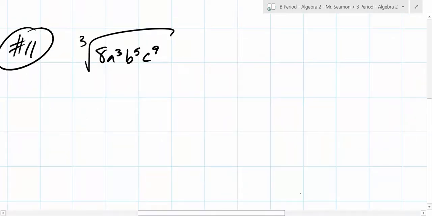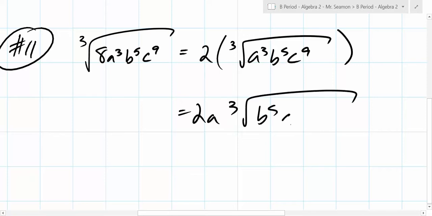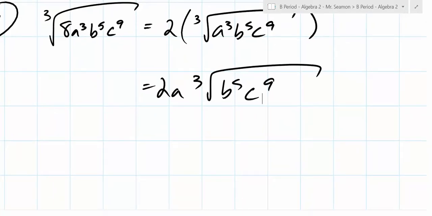So if you're going to simplify this, you have essentially 4 things to simplify: the cube root of 8, the cube root of a cubed, the cube root of b to the 5th, and the cube root of c to the 9th. Well, what's the cube root of 8? 2. So the first thing you could do is just do it piece by piece. Don't try to do it all at once. A cubed, b to the 5th, c to the 9th. Well, what's the cube root of a cubed? A. So now you have 2a times the cube root of b to the 5th, c to the 9th. What's the cube root of c to the 9th? C to the 3rd, right.